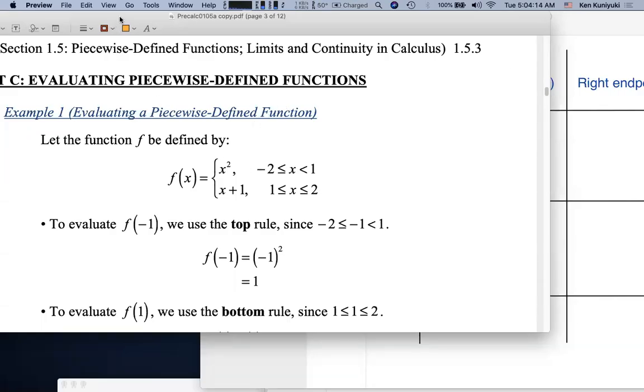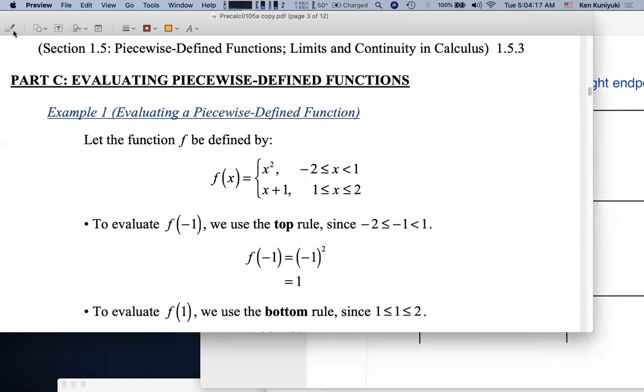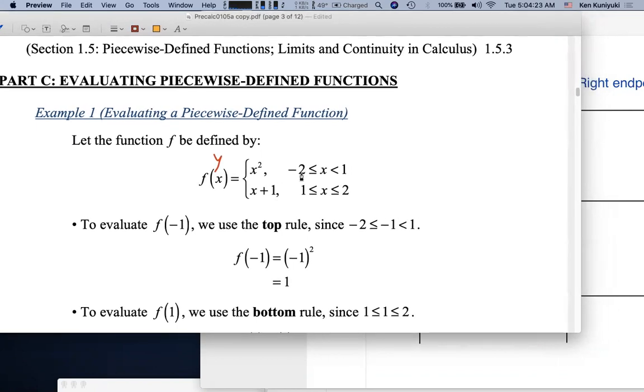Hi everyone, let's graph this piecewise function. And remember that function values correspond to y coordinates. Now this graph will have two pieces to it, although they could connect at x equals 1. We'll see.